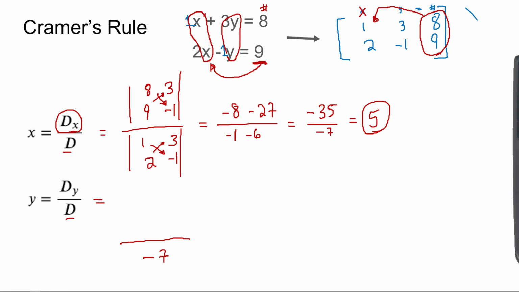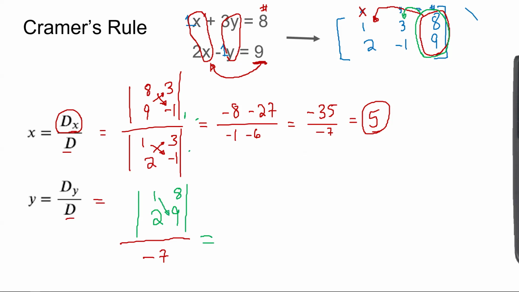Okay, now what we need to do is take that same number column, if you will, that last column, and replace the Y column with it. So I'm going to take this right here, and I'm going to replace the 3 and the -1 with an 8 and a 9. All right, we're going to leave the first column alone. Okay, and so there's that 1, 2 in the first column, but I need to replace the second column with 8, 9. All right, and now I take the determinant of the top.